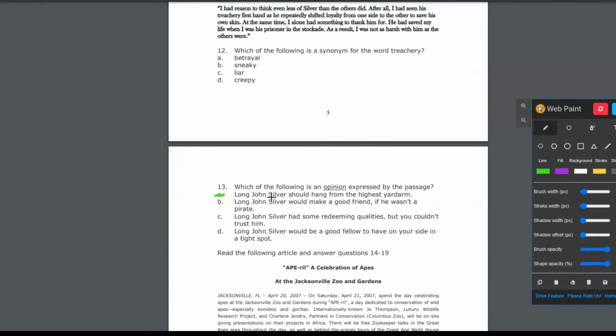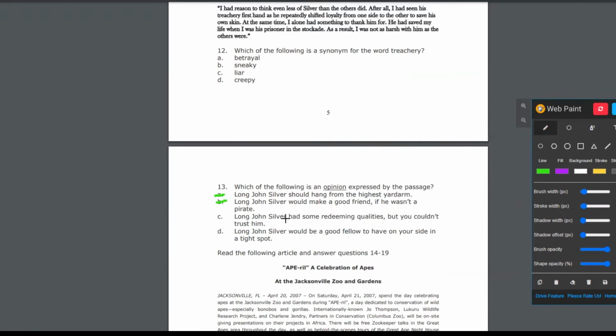So we can't make the assumption that he should be hung because we have two different things being said about him. Long John Silver would make a good friend if he wasn't a pirate. Well, nothing in this particular passage lets us know that he would be a good friend, one, even if he did save someone's life. And two, it says if he wasn't a pirate. We don't know that the behavior is because he's a pirate. That may just be the type of person that he is, whether he's a pirate or not. So we can eliminate that one.